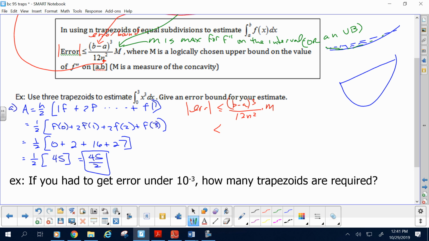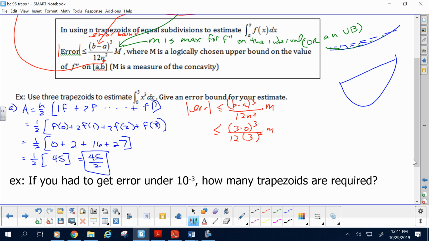Let's do this in pieces. Let's put in the b, the a, and the n first, and then we'll talk about the M in a second. Okay, so let's break it into chunks. b minus a, what is it for this? 3 minus 0. Okay, that's the region width. n, what does n stand for? It stands for the number of trapezoids, which in this case is 3. All right.